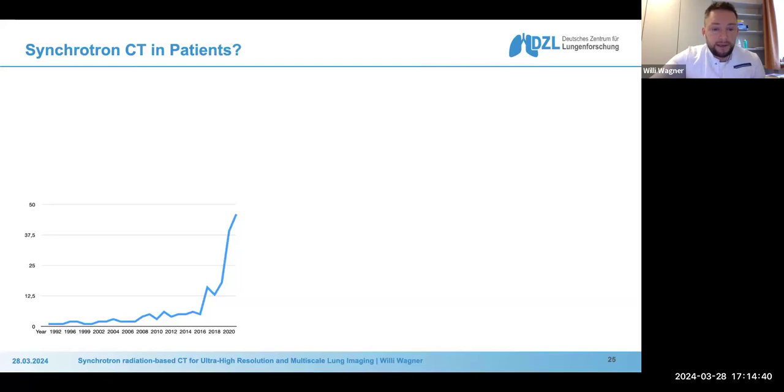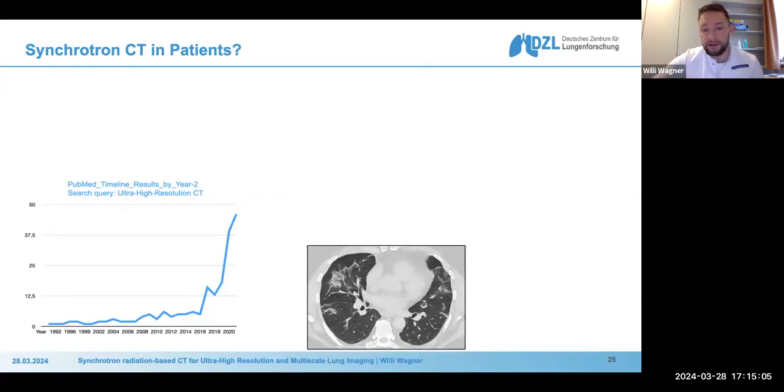And this little graph here, I want to show, this is not energy prices, but it is ultra high resolution CT publications on PubMed in the year of 2021. I called this up. It's skyrocketing. People are interested in higher resolution when it comes to CT imaging in general, and especially in the lung.